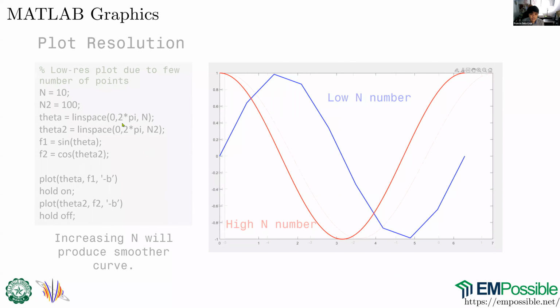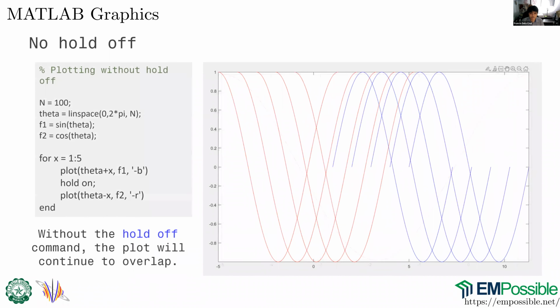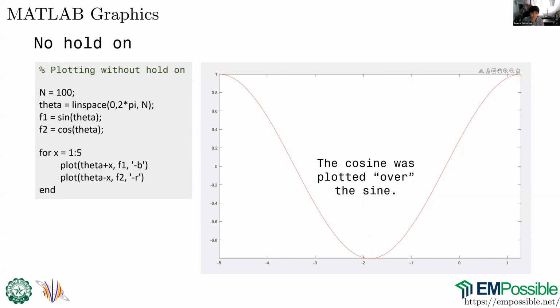Okay. So if there's no hold on, your cosine will just be printed over the sine. It will just be in the background, you cannot see the sine. You just see the cosine because you don't have any hold on. But if you put the hold on, you will see the figure earlier. There's a combination of sine and cosine.